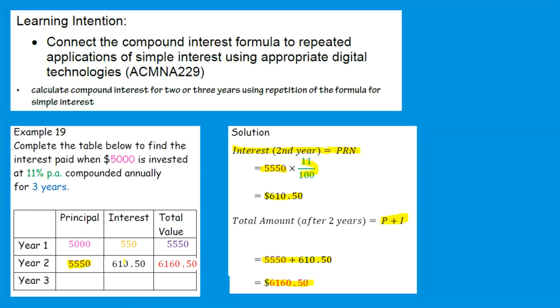So you can see in the second year, they actually get more interest. So some people for compound interest call it interest on interest. So there's more money here to get interest, so they get interest on their interest.